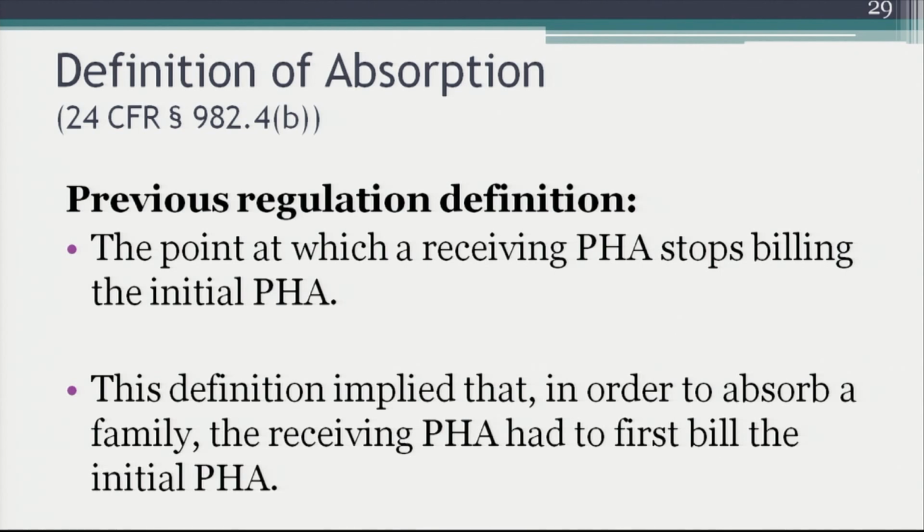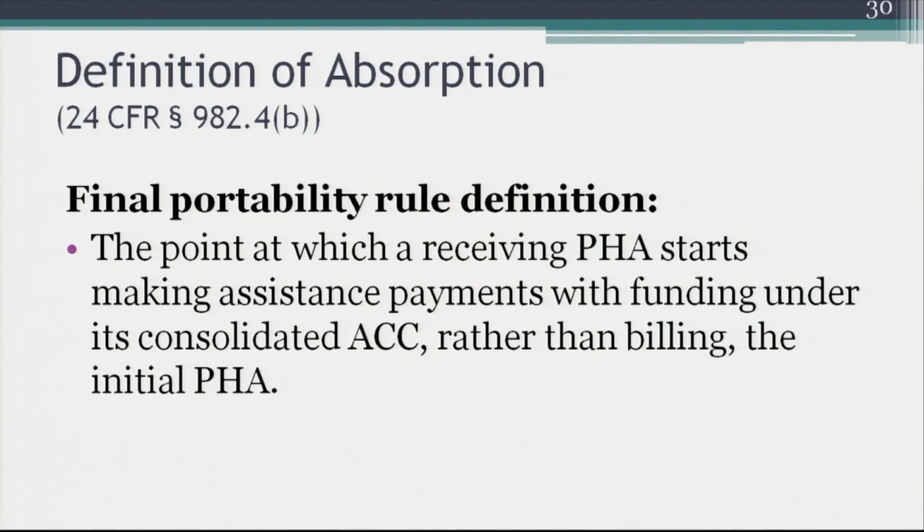And we wanted to be clear that a receiving PHA can absorb at the beginning, before they are billing the initial PHA, when they're processing the portability move, or they can also absorb after they have been billing the initial PHA. So this definition implied that in order to absorb a family, the receiving PHA had to first bill the initial PHA. And we changed the definition to make clear that it doesn't have to be that way. So now the final portability rule defines absorption as the point at which the receiving PHA starts making assistance payments with funding under its consolidated ACC rather than billing the initial PHA.